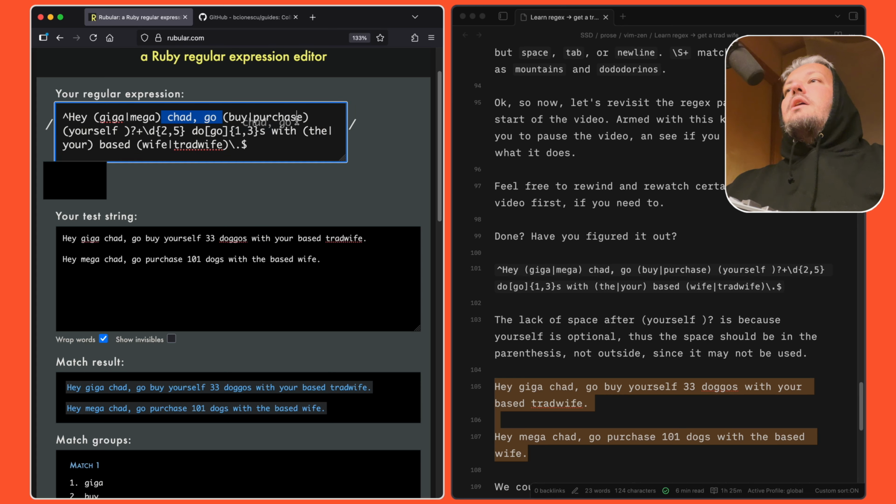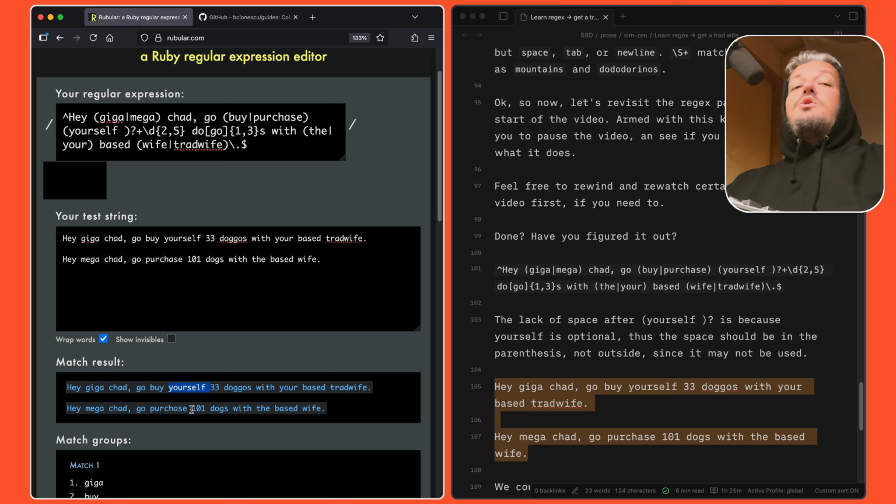Then you have buy or purchase. Same concept as before. You get to do either buy or purchase, and both would match. Now here's where it gets a bit weird. So you have yourself, space, in parentheses, and then a question mark. What this means is that yourself and the space afterwards can occur either one time or 0 times. So yourself space occurs one time here, so it matches, but it doesn't occur here, which is still a match. The yourself is optional because it can either occur once or 0 times.